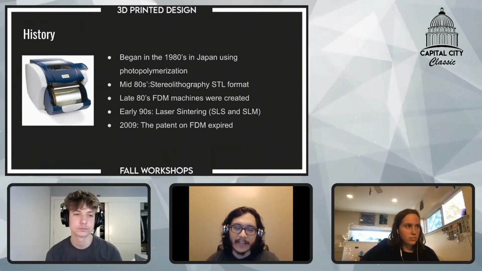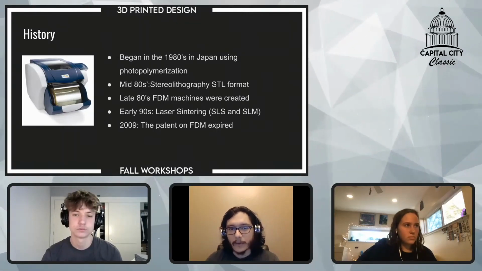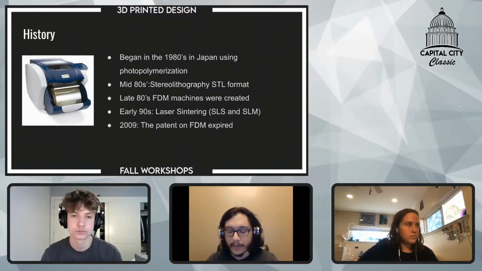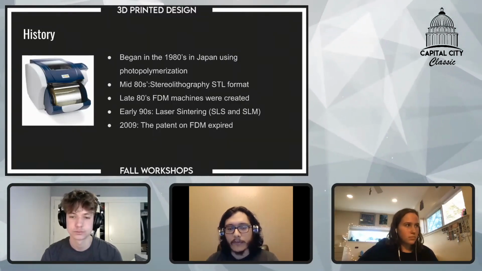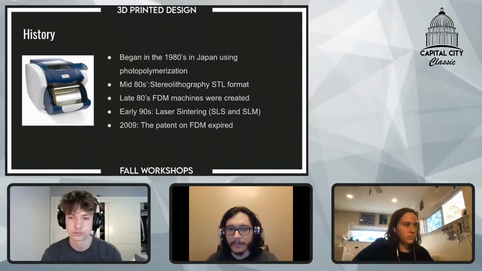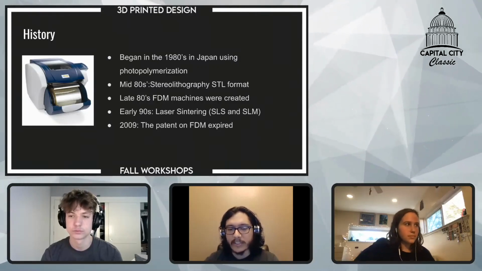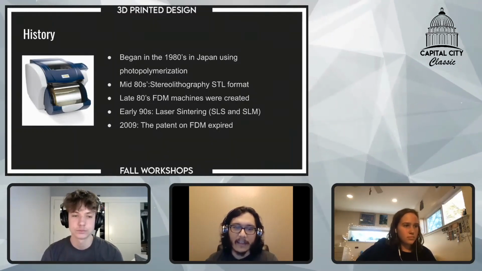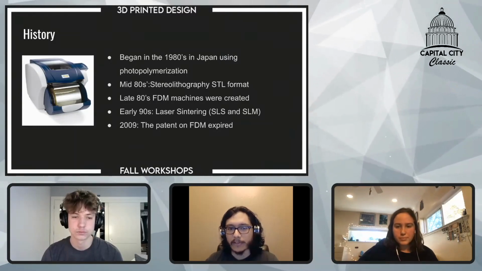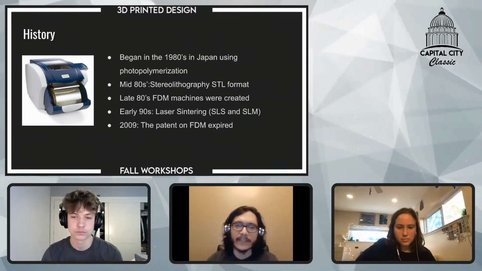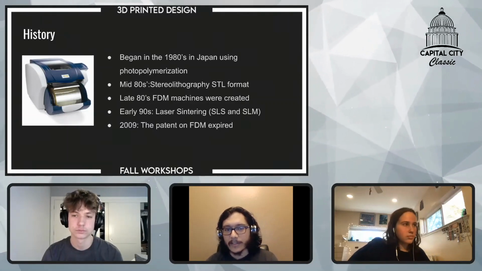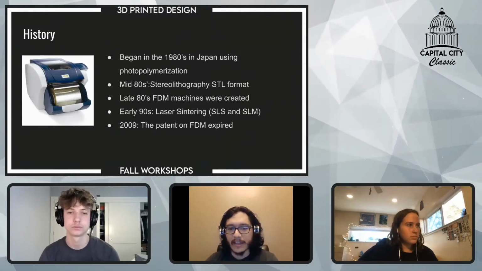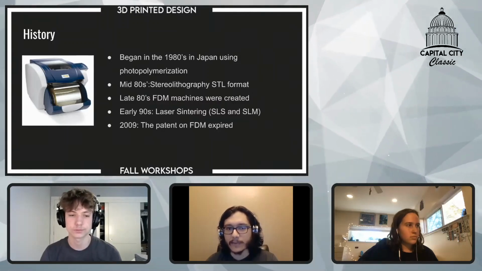That's also where the STL format gets its name. So they started with photopolymerization, and then they formalized it into stereolithography, which is where, I don't know if you guys have ever seen a liquid resin 3D printer, but basically you're exposing whatever parts you want to solidify to high energy light, and that causes that to solidify only where you want to, and that's how you end up with your parts. During the late 80s, FDM machines were made, so that's when you think of the most common 3D printers, how they have the extruder nozzle and stuff like that, that's what those are.